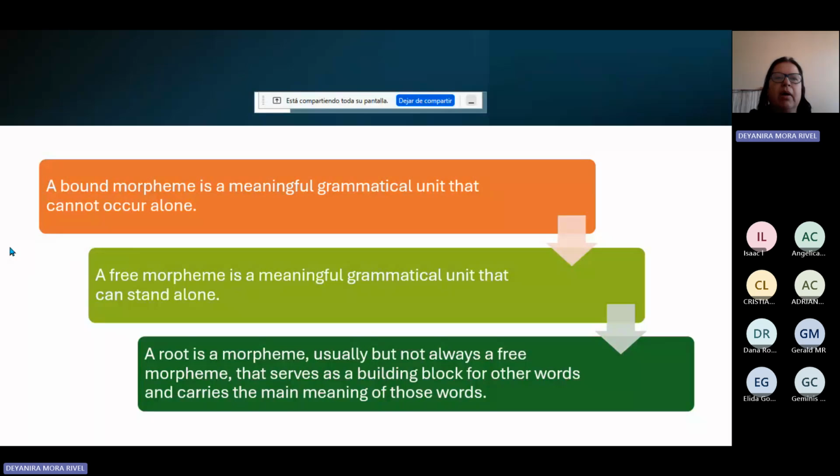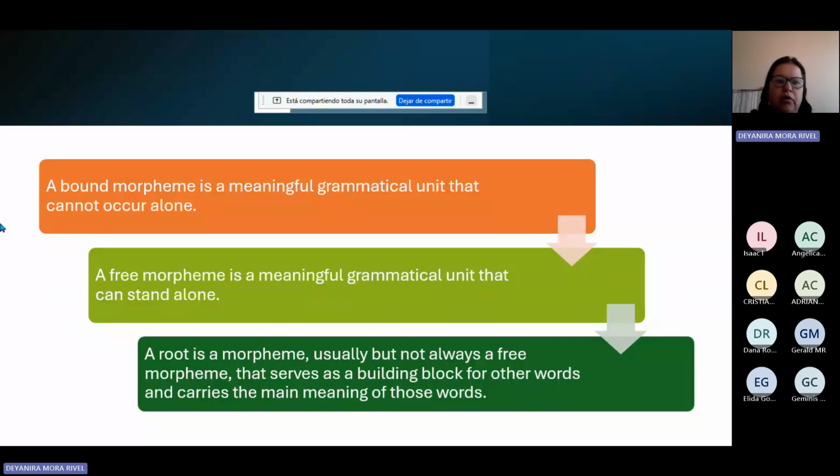Okay, so you could see three types of morpheme there. One that is called a bound morpheme, that is meaningful but cannot occur alone. For example, the S or the ness or the un, I cannot just say S or un or ness and mean something. It needs to be next to another word or morpheme.